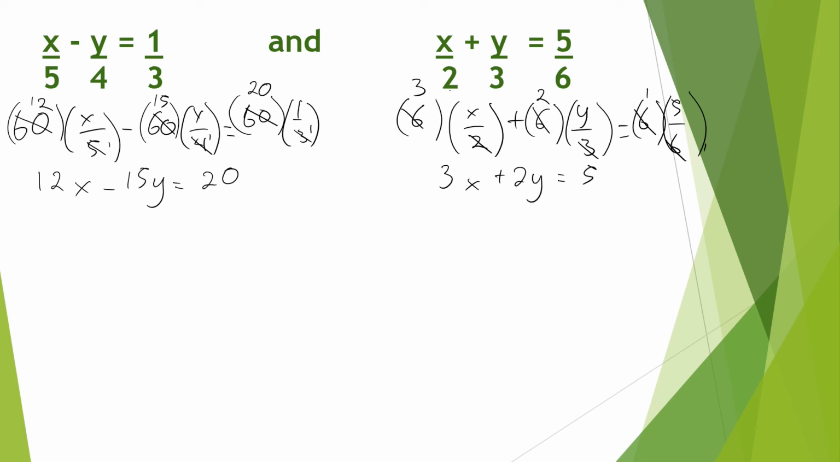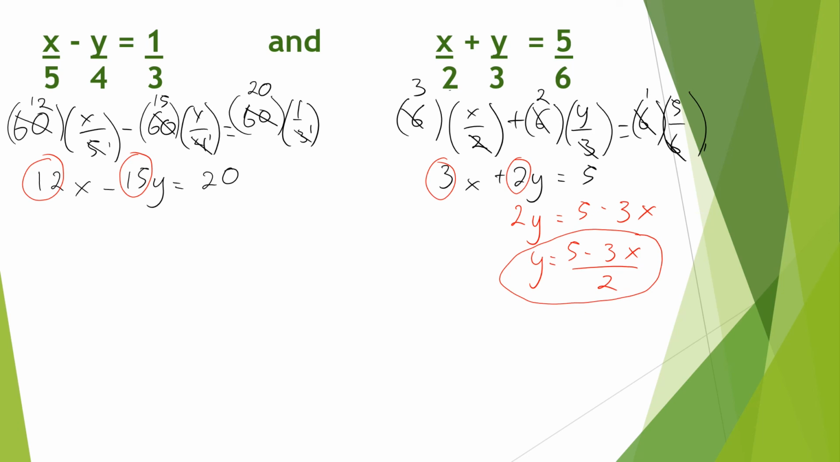Remember to substitute, just choose which one has the smallest coefficient. Yes, in this case 2y. 2y equals 5 minus 3x. y equals 5 minus 3x per 2. Now, substitute the y into the other equation. So we get 12x minus 15, y changed with 5 minus 3x per 2, equals 20.